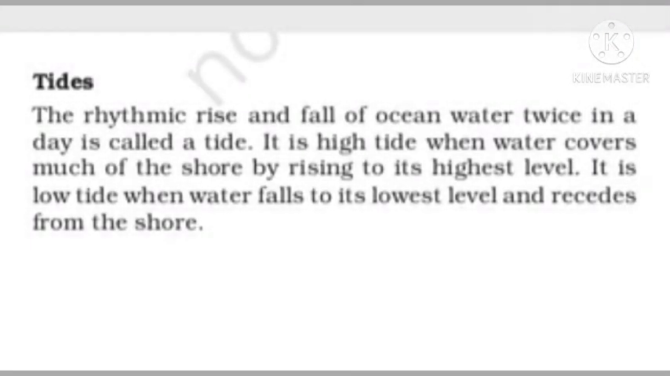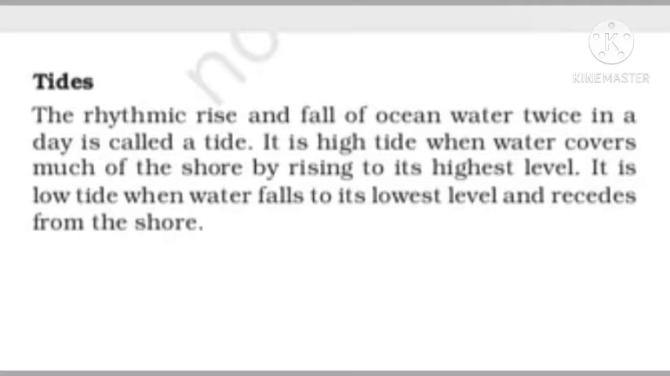Today I am going to explain about tides and ocean currents. So let us start our class. Tides. The rhythmic rise and fall of ocean water twice in a day is called a tide. Children, what is a tide? The rhythmic rise and fall of the ocean water twice in a day is called a tide. How do these tides occur?